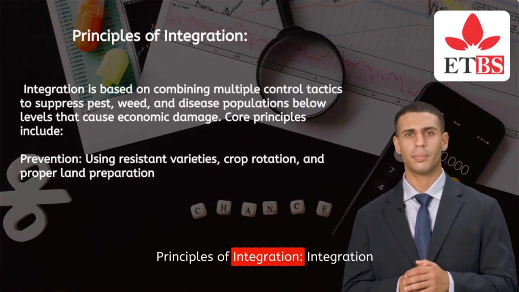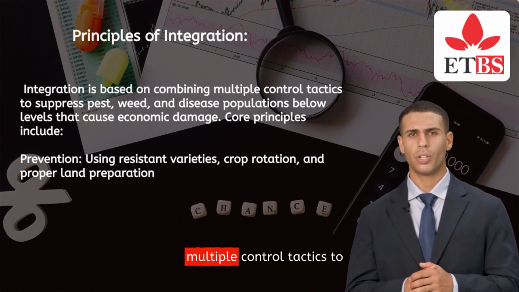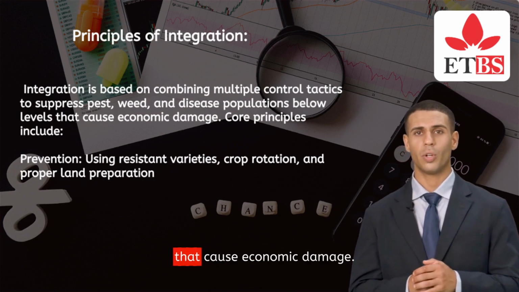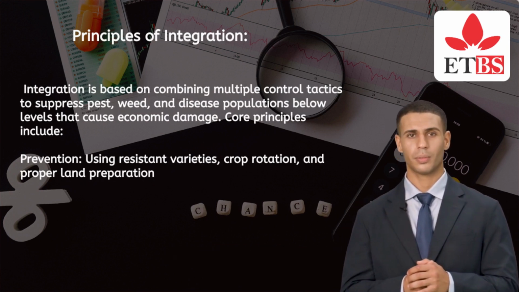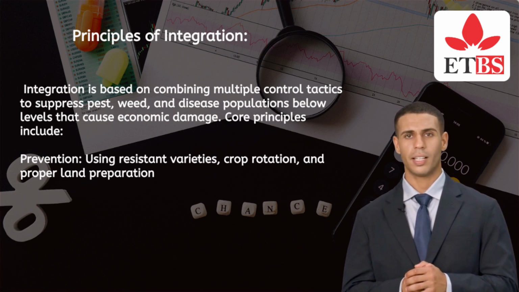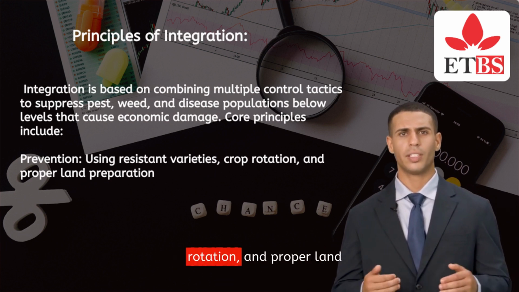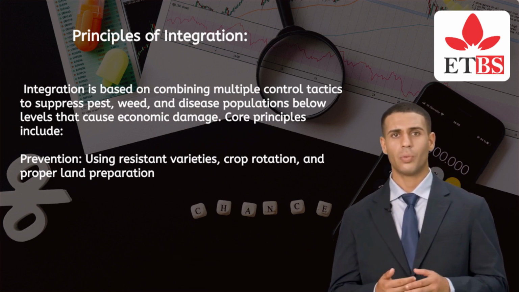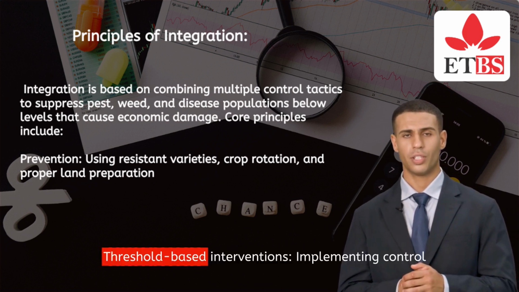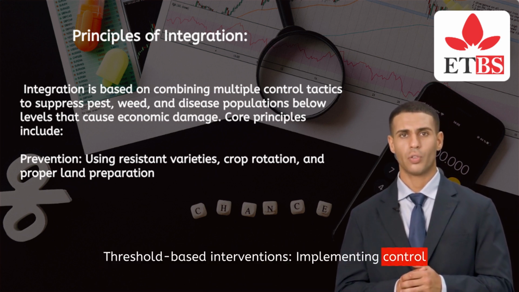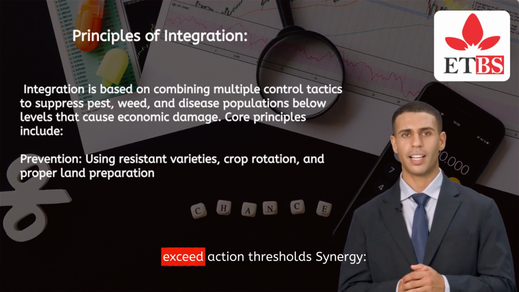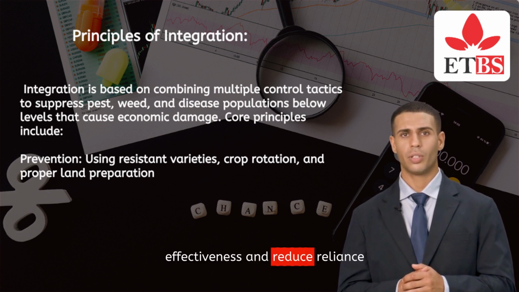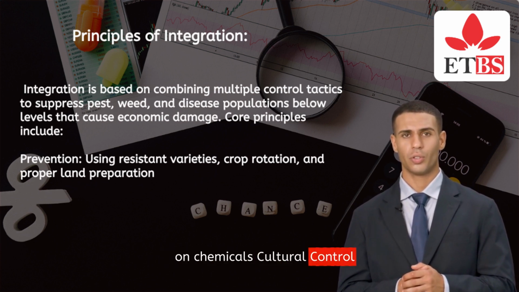Principles of integration. Integration is based on combining multiple control tactics to suppress pest, weed, and disease populations below levels that cause economic damage. Core principles include prevention, using resistant varieties, crop rotation, and proper land preparation; monitoring, regular scouting and assessment of pest, weed, and disease incidents; threshold-based interventions, implementing control measures only when populations exceed action thresholds; synergy, combining strategies to enhance effectiveness and reduce reliance on chemicals.